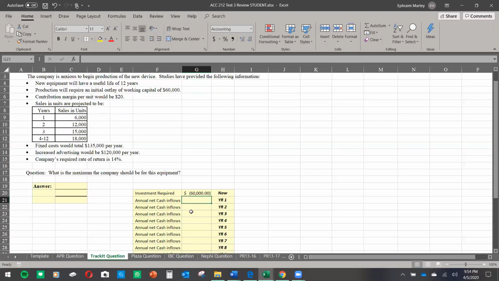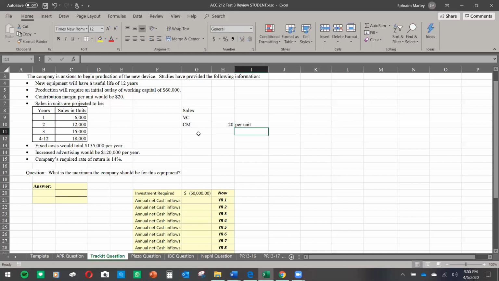It could be a cash inflow or cash outflow. What is our annual net cash flow? We have this information to find it. It says the contribution margin per unit is $20. When we're doing the contribution margin income statement, we have sales, variable costs, and contribution margin. Here we already have variable cost taken out, so the contribution margin is $20 multiplied by the units.